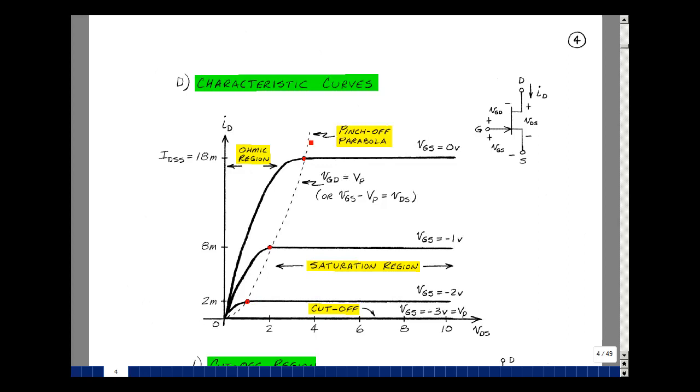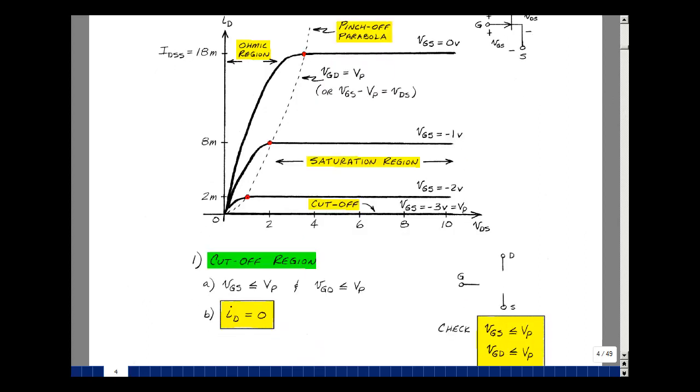Also note the spacing of the curves as we go from 0 to -1, to -2 to -3, which is our pinch-off voltage. The spacing here is not linear, and we'll take a look at the equations that go with that just shortly. Let's start with modeling the cutoff region. That's probably the simplest to do.